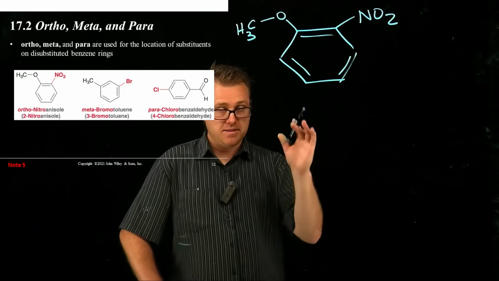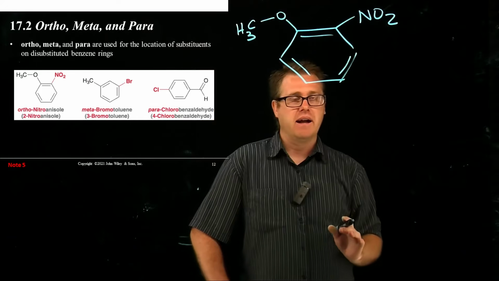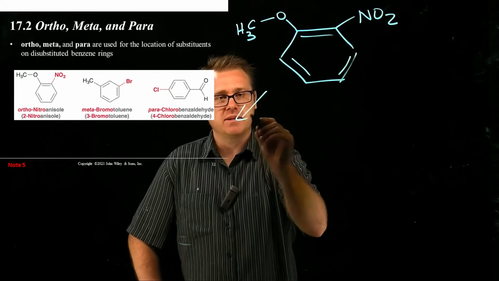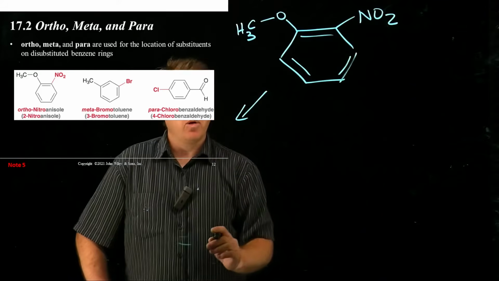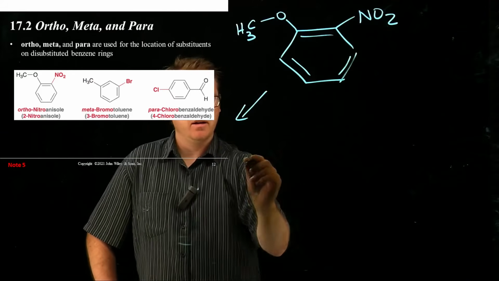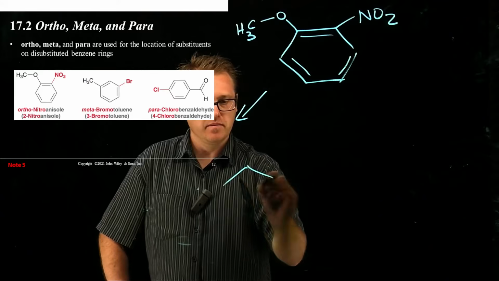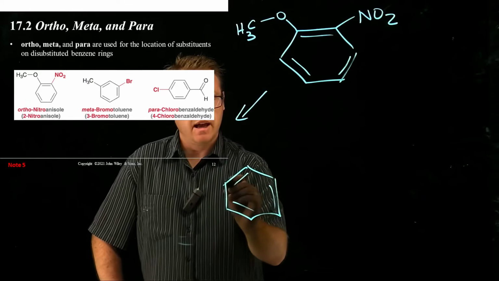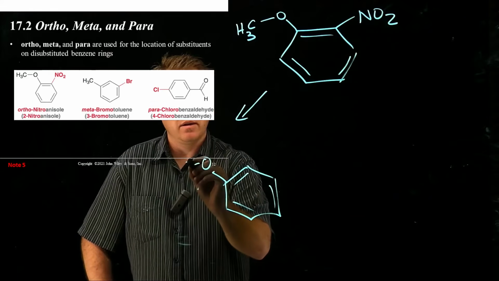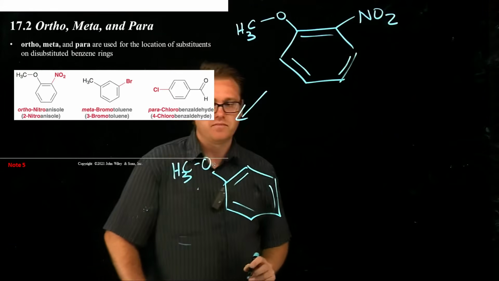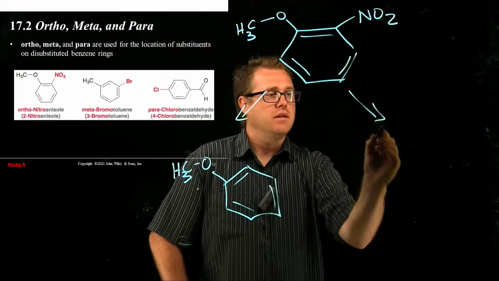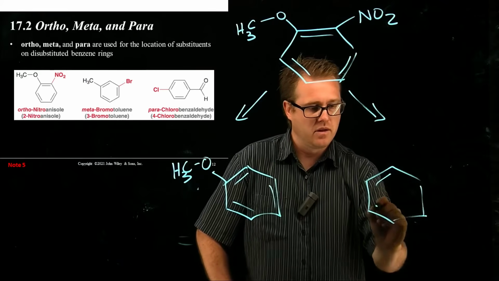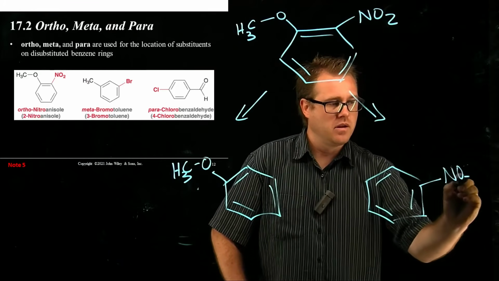When you have a disubstituted benzene and you're trying to figure out how to name it, I break it up into their monosubstituted versions. So I'm going to take this molecule here and redraw it like this, and just have O like that. And then I'll do it for the nitro group.